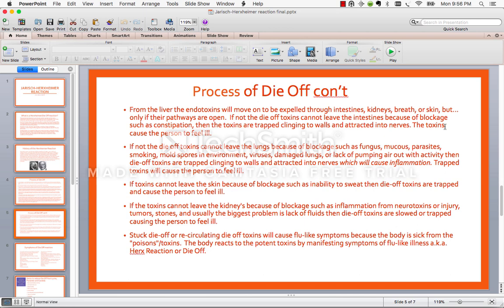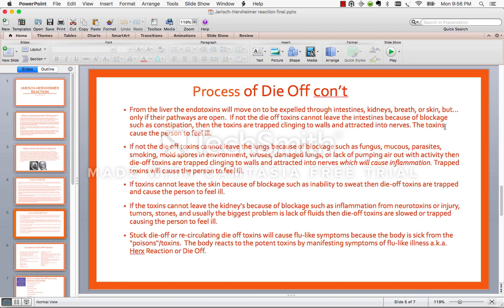If the toxins cannot leave the lungs because of blockage, such as a fungus, mucus, parasites, smoking, mold spores in the environment, viruses, damaged lungs, or lack of pumping air out with activity, then the die-off toxins are trapped, clinging to the walls and attracted into the nerves, which will cause inflammation. This will trap the toxins and cause the person to feel short of breath, or you'll often hear us say, ask the patient if they're having air hunger. That's how they'll feel if things are trapped inside of there.